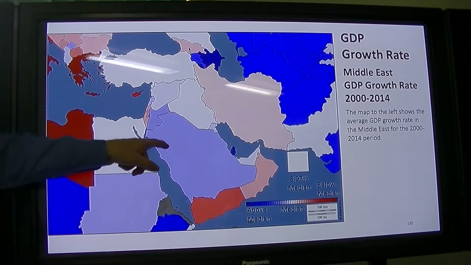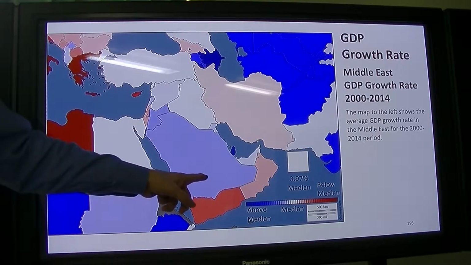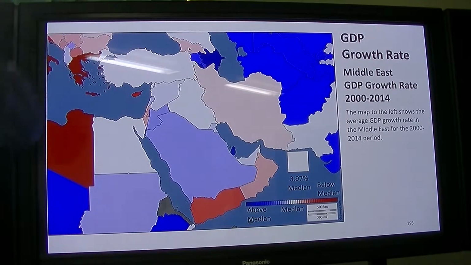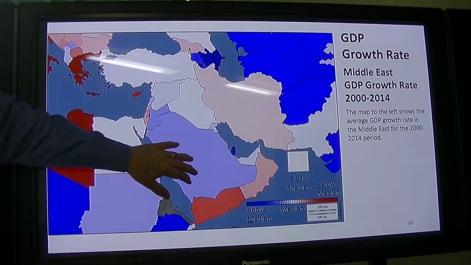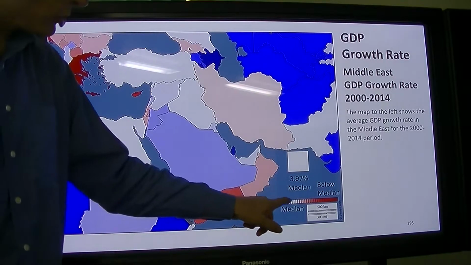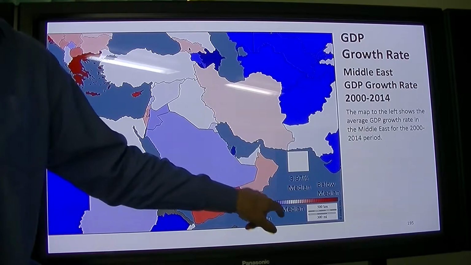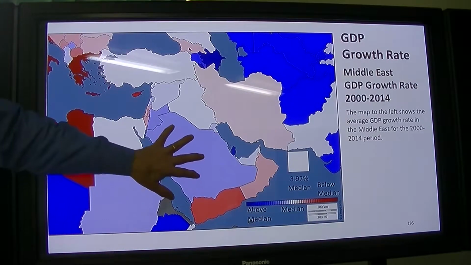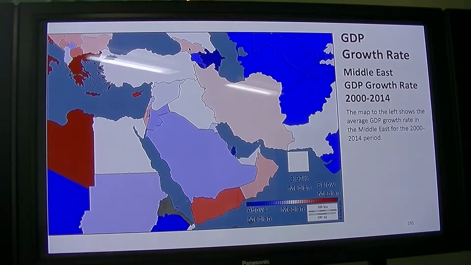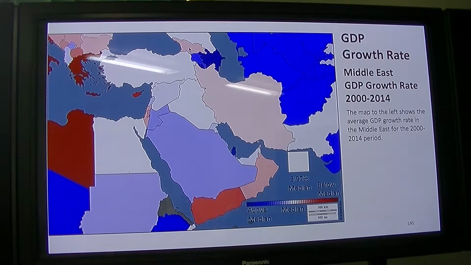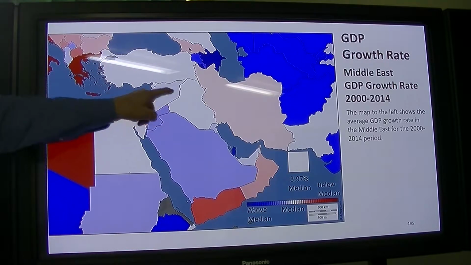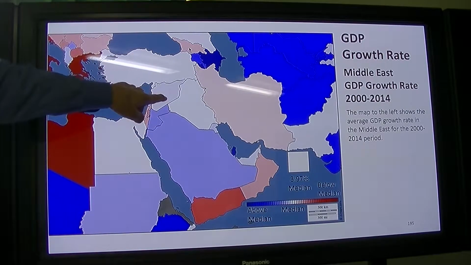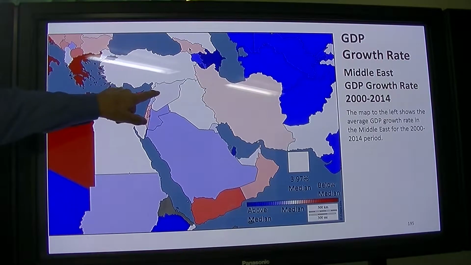Saudi Arabia, probably this has changed in the last 2 years because of the drop in oil prices. So this color would probably be closer to just being a white color, a lighter color, but certainly as a result of high oil prices, the economy has been quite healthy. And otherwise you see this kind of average growth rate, but then that certainly has changed. That's Syria. That would have changed.